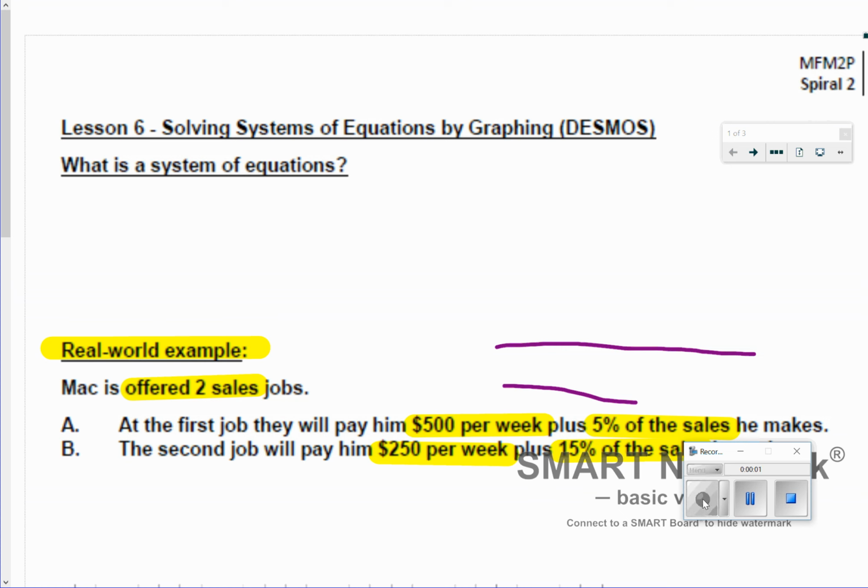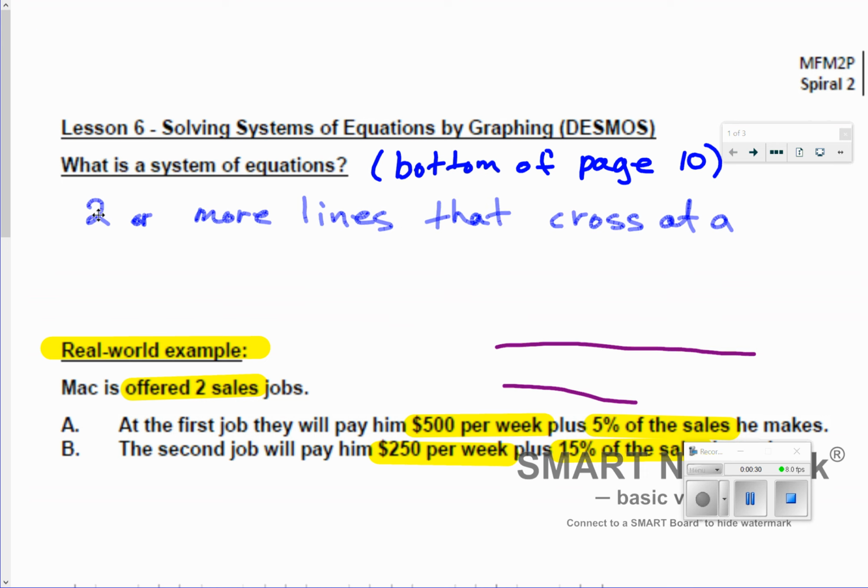We're talking about solving system equations by graphing. Now, what I want you to understand is that this lesson starts at the bottom of page 10. What we talk about in this lesson is a system of equations. So what I want you to imagine is that you have two or more lines that cross at a point.